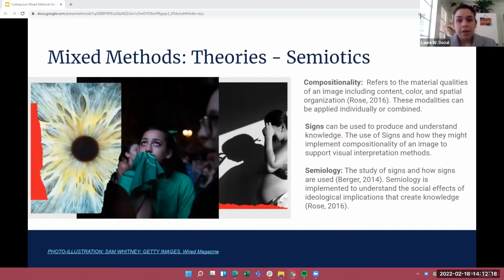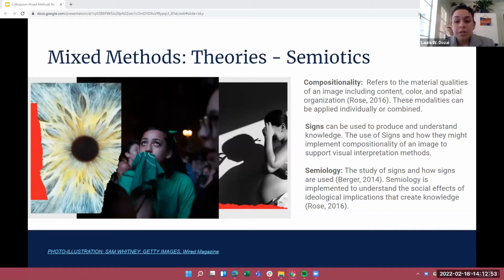So semiotics, looking at the image itself, looking at the composition of an image, or rather compositionality, which refers to the material qualities of an image, including content, color, and spatial organization. These modalities can be applied individually or combined. So signs in regards to compositionality can be used to reduce and understand knowledge.